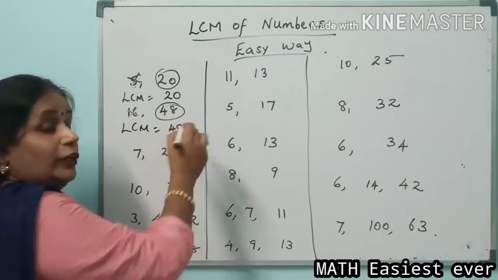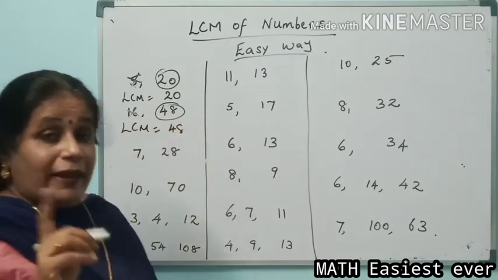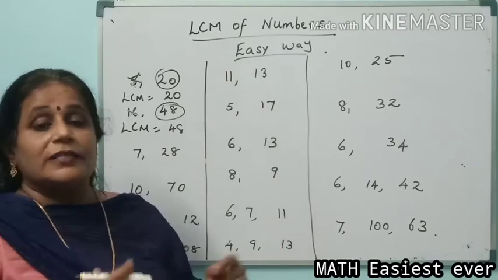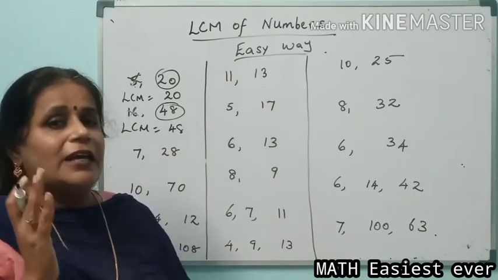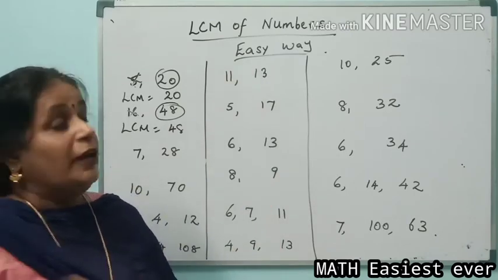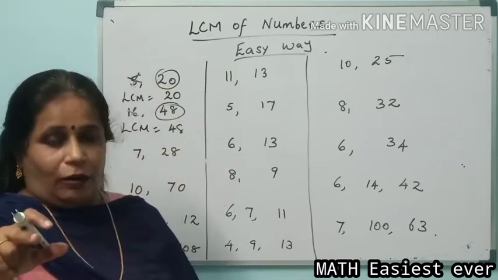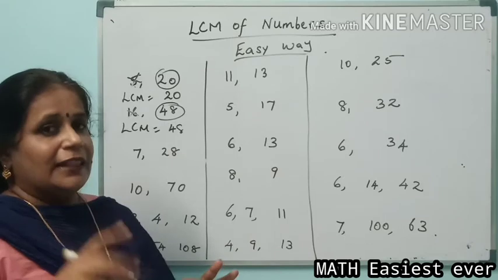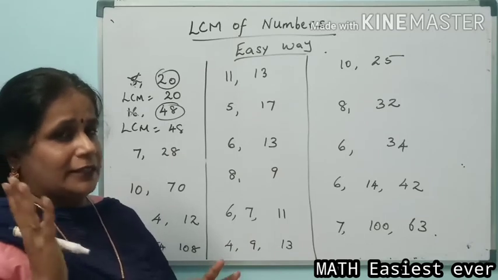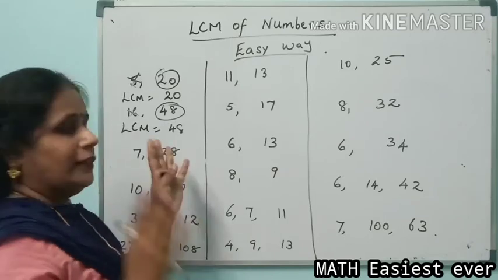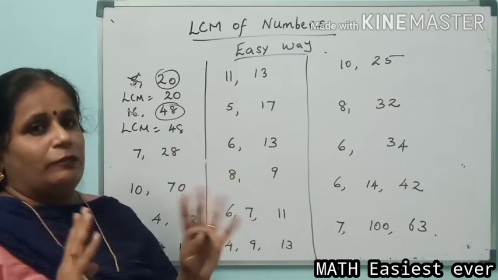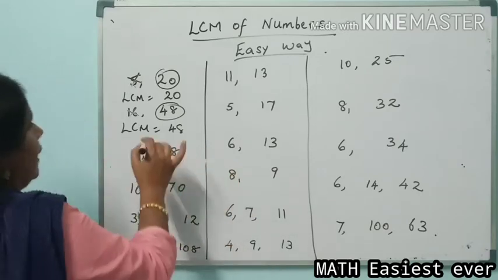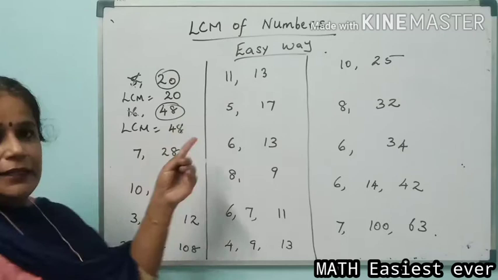If you do, it will take a lot of time. The main advantage of this easy method is that just by looking at a glance, you can easily say which is the LCM. If you go on doing it in that long division, you have learned 2-3 methods, I think, from your lower class, that all is time consuming. So if you do it just by a glance, you can find out the LCM. So LCM of 16 and 48 is 48.